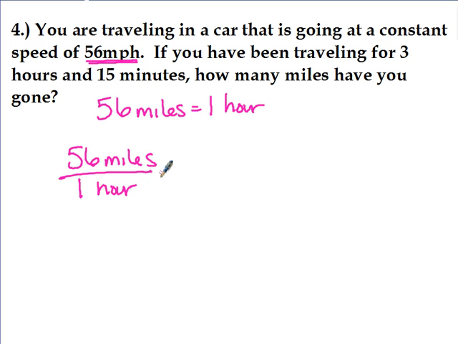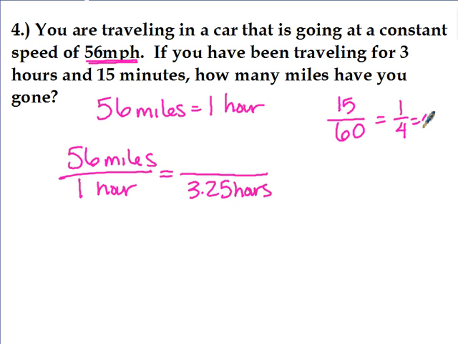Now, I've been traveling for 3 hours and 15 minutes. So I have to think, how am I going to make that into a number that I can use here? So I have to turn 3 hours and 15 minutes into a decimal. So 15 minutes is a quarter of an hour. So that's going to be 3.25 hours. Or you can think of it as 15 over 60. Because there's 60 minutes in an hour, so 15 over 60, that's still 1/4, which is 0.25. So it's 3.25 hours, and I'm going to know how many miles I've gone.